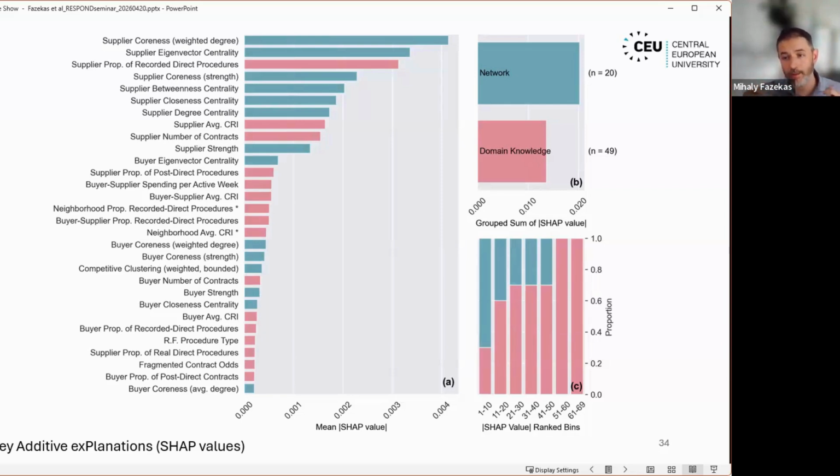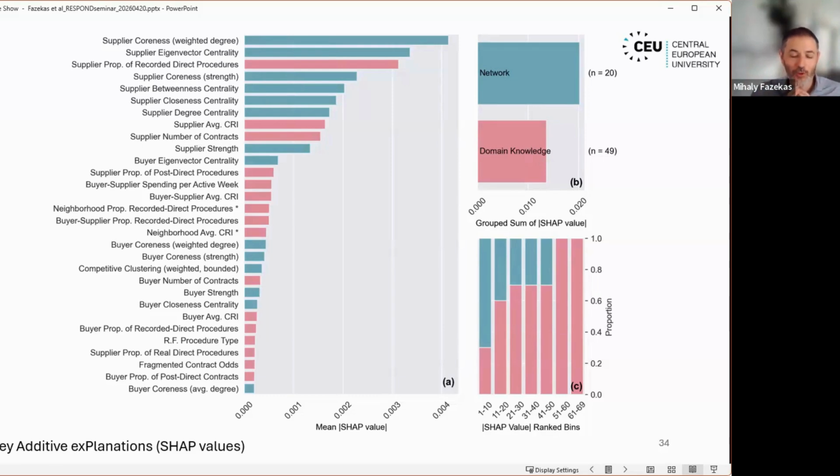So it looks like knowing whom the supplier is contracting with, which position it has in the contracting network, where it is in its immediate neighborhood, is even more important than knowing whether the contract was a direct award, whether there was a call for tender published. So this is super interesting. The red flags, which I built my career on, are not useless, okay? So I want to reassure myself and reassure you.